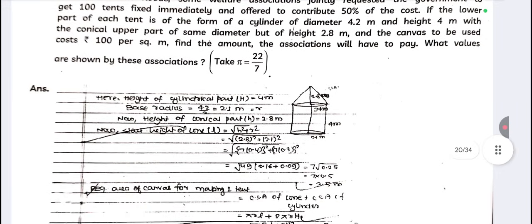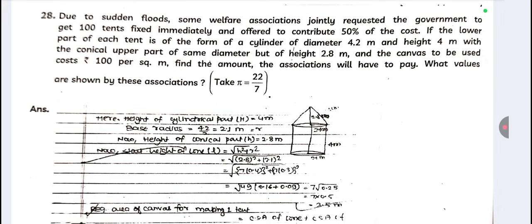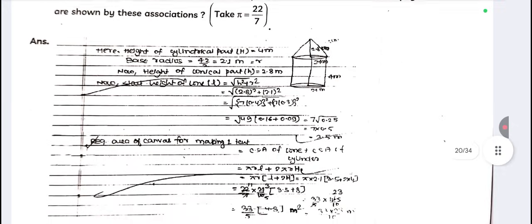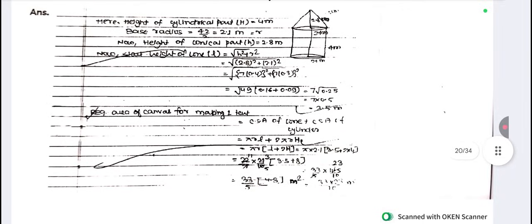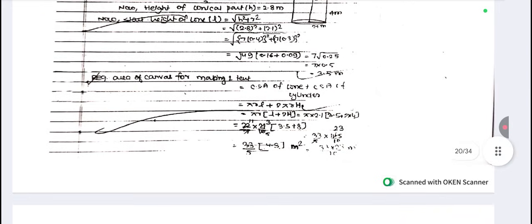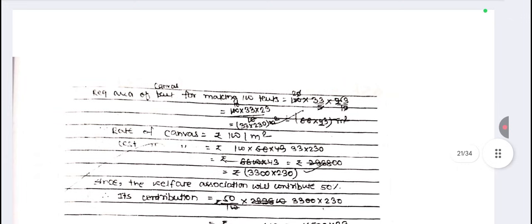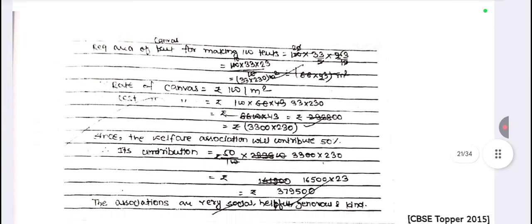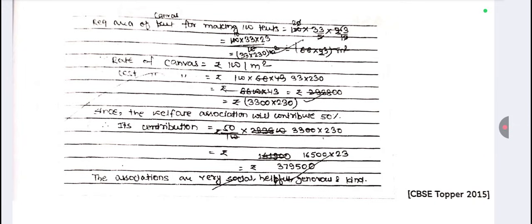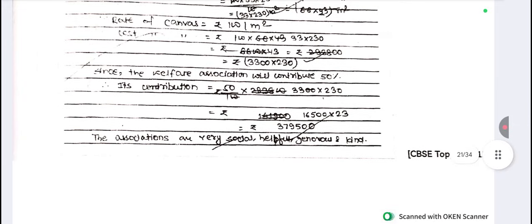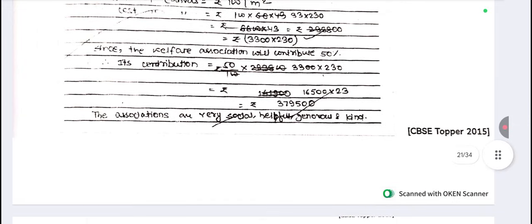See, due to a sudden flood, the central government wants 110 tents, contributing 50% of the cost. The diameter is 4.2 meter, height 4 meter. So what are the values? Just want to write the tent, find the slant height, get 3.5. I think it's a book model now. After applying the CSA of cone, pi r l, and CSA of cylinder, 2 pi r h, then multiply for 110 tents. Then multiply that with the amount and 50%, 50 by 100, and you get this.